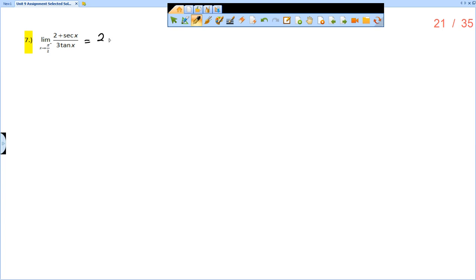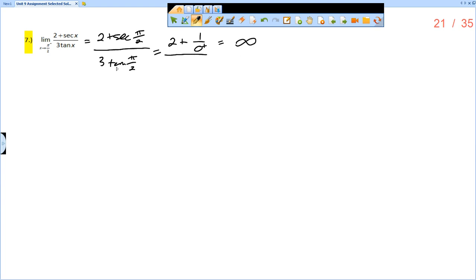So I have 2 plus the secant of pi over 2 divided by 3 times the tangent of pi over 2. Right now, remember, secant is the reciprocal of cosine. Cosine is 0, so this is 2 plus 1 over 0. But remember, 1 over 0 is infinity. Now, we're approaching from the left, and so secant is a positive value. So we get 2 plus infinity, which is going to be infinity.